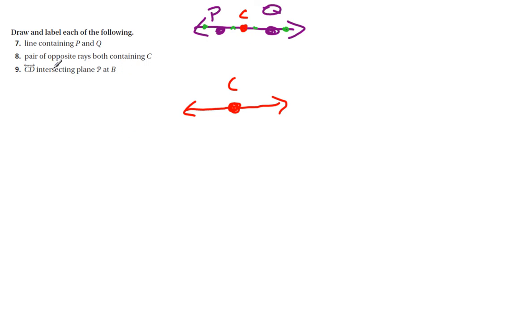All right, line CD intersects plane P at B. All right, cool. Let's use this one. This is now line CD. All I had to do is add a point. Now it's a line. It was always a line, but now it has a proper name. And this is going to intersect plane P.